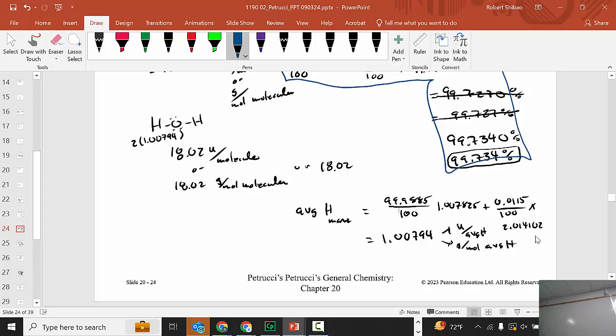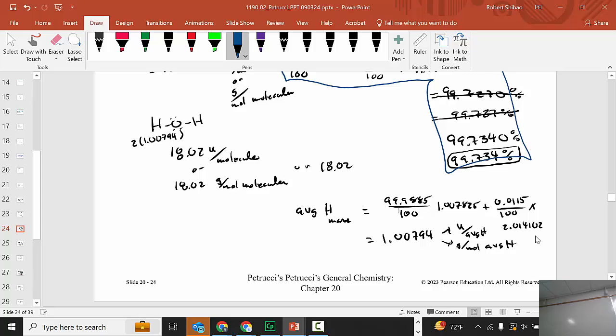And the same thing here. The average mass of a hydrogen atom is 1.00794. That's what's going to be on the periodic table. And again, this is going to be U per hydrogen atom, or grams per mole of average hydrogen atom. I wrote average because there's no hydrogen atom in nature that exists that weighs this amount.